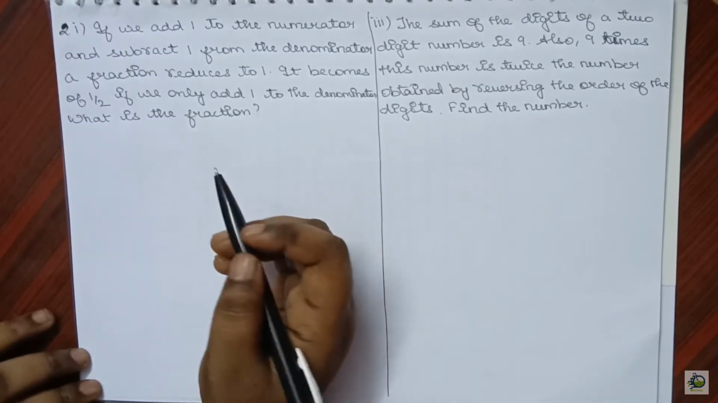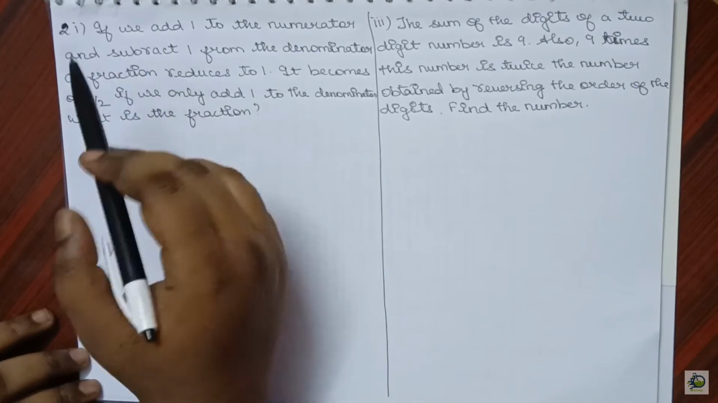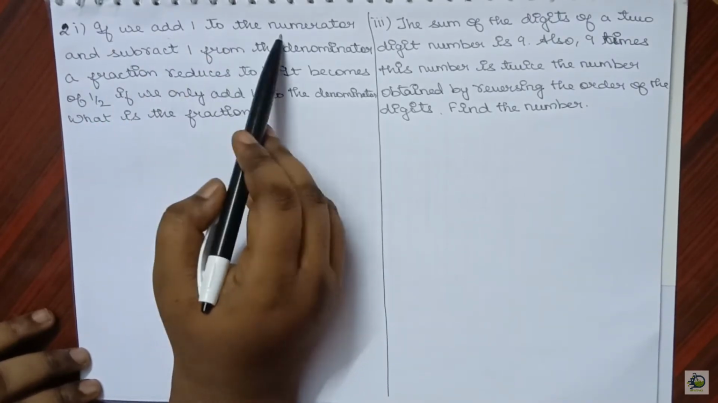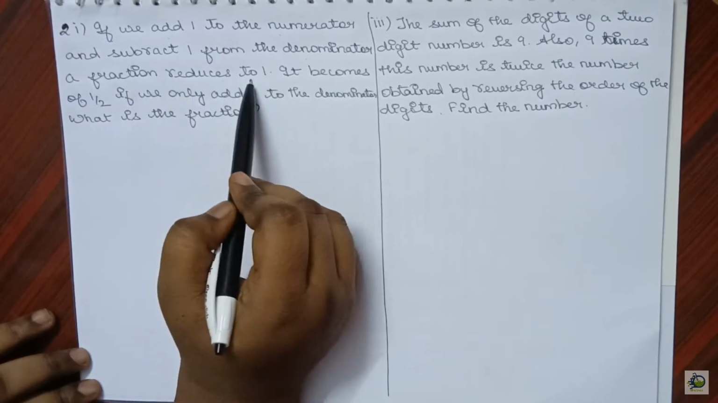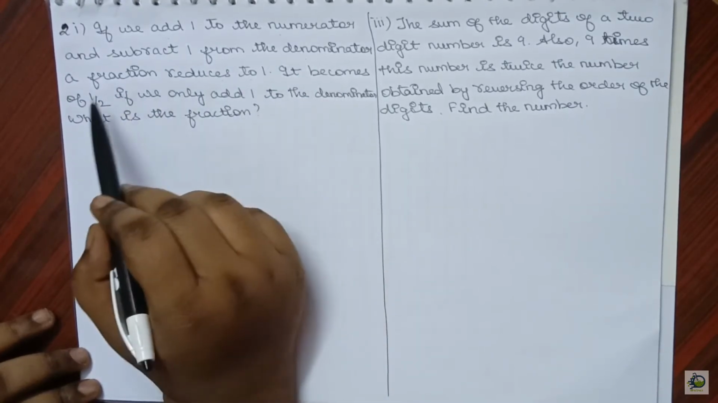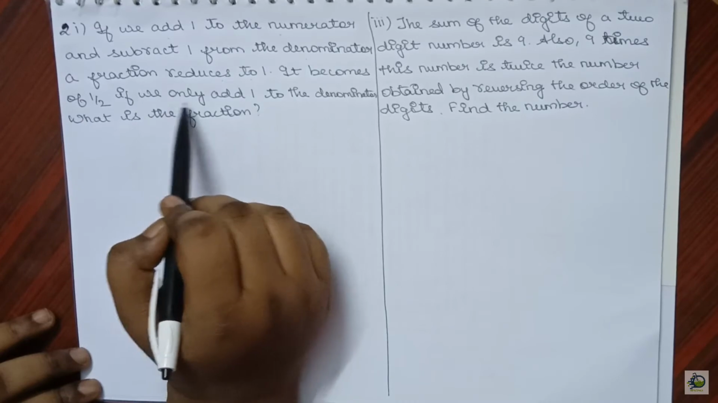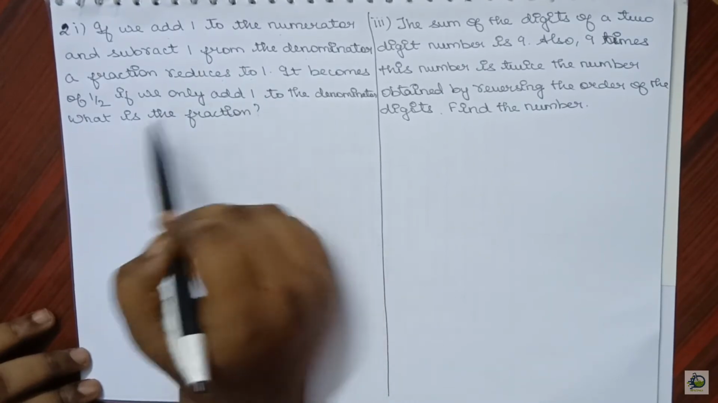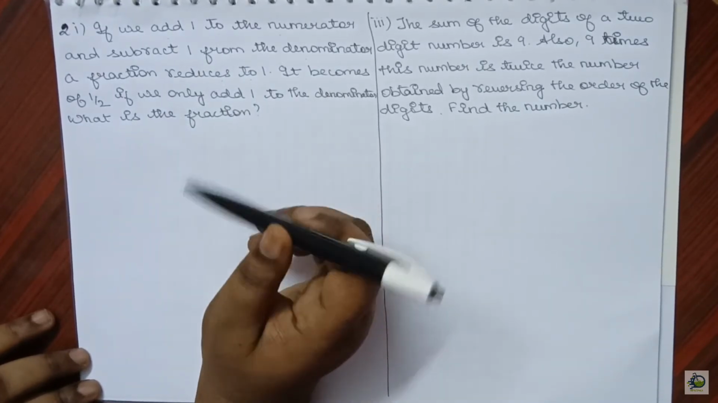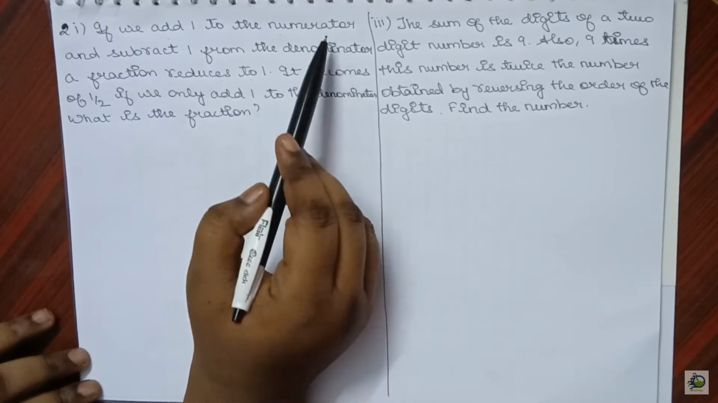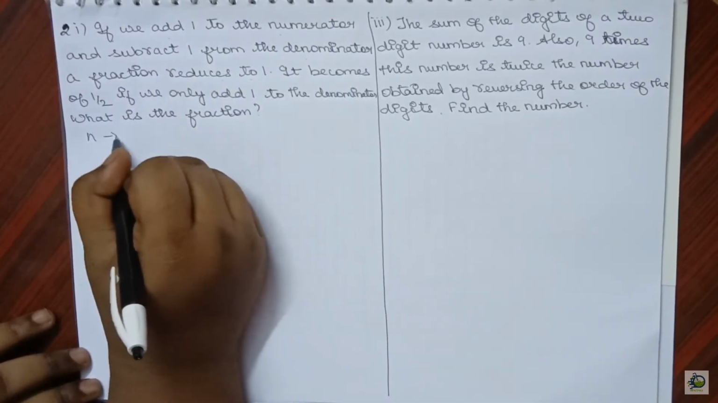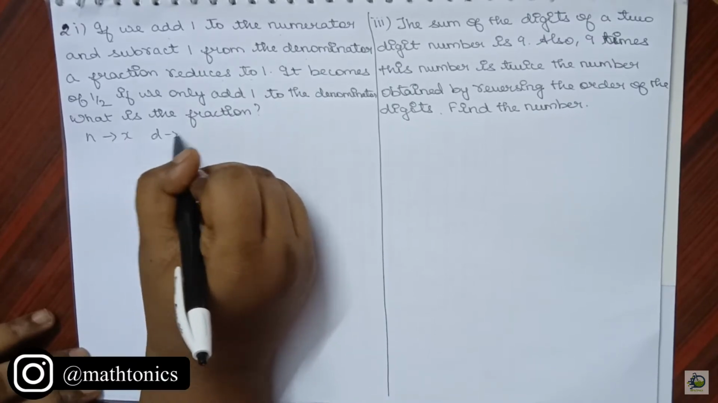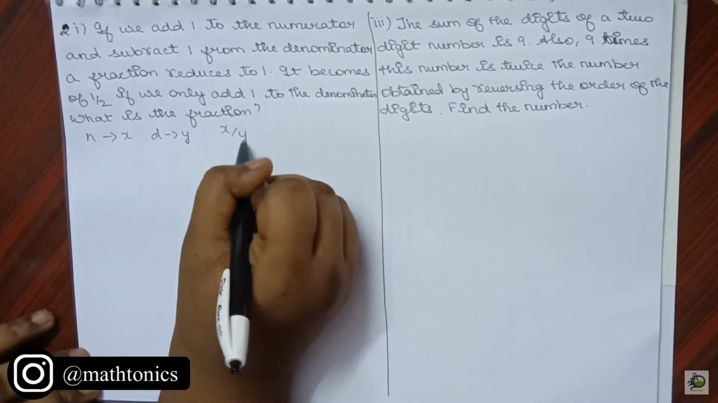So now let's move on to the next sum. Here it is given, if we add 1 to the numerator and subtract 1 from the denominator, a fraction reduces to 1. It becomes 1 by 2 if we only add 1 to the denominator. Now we have to find what is the fraction. So we don't know what is the numerator and denominator. So we can consider the numerator as x and the denominator as y. So x by y is the fraction.